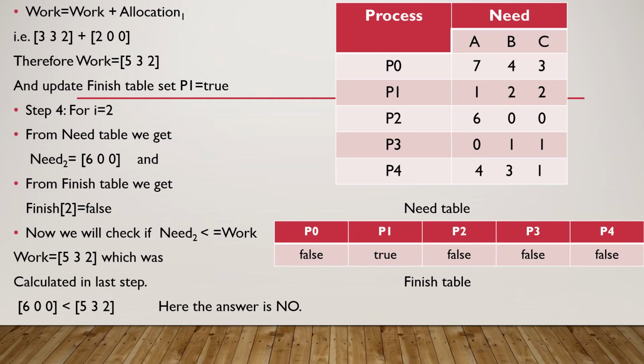Now we will see the need of process P2. The need is 6 0 0 and its finish value is also false. Now check whether need is less than or equal to work. Is the need 600 less than 532? The answer is no. So we will proceed.